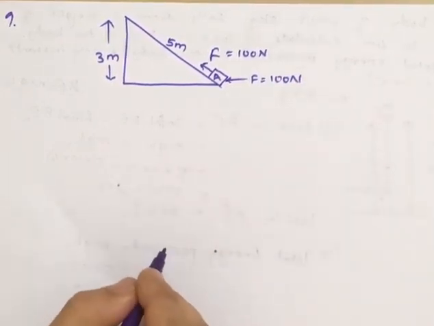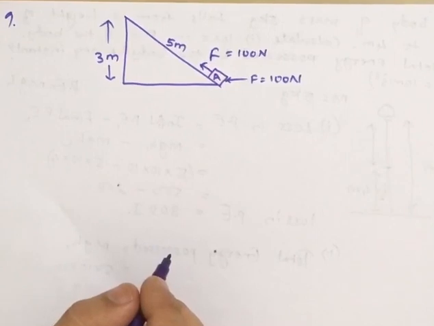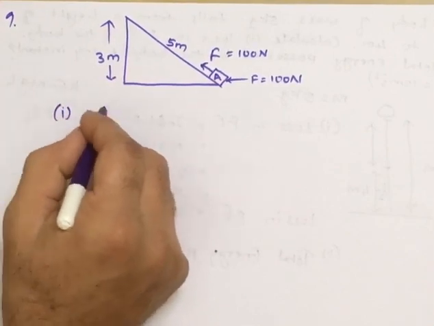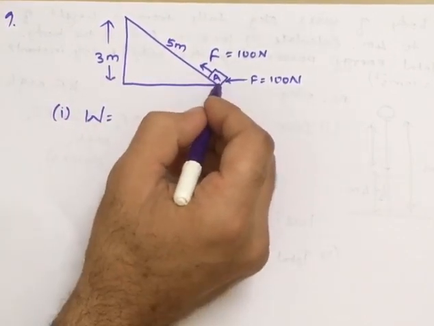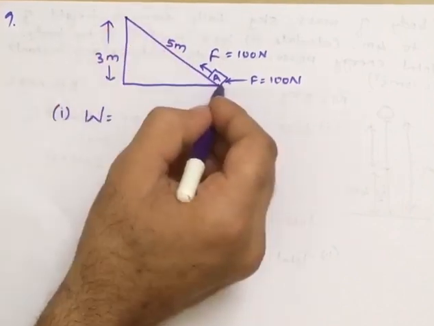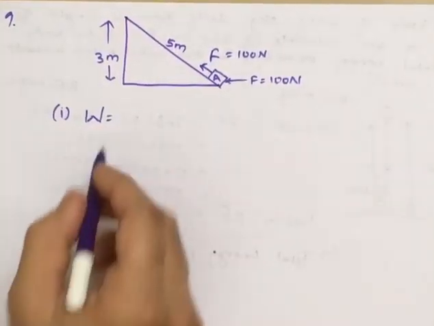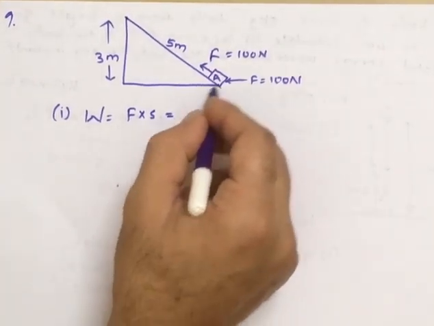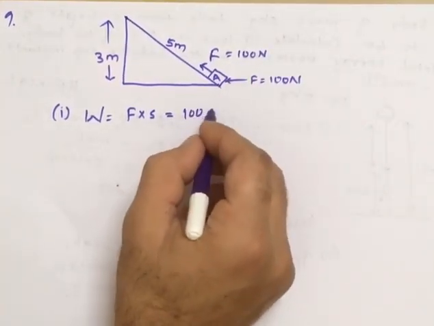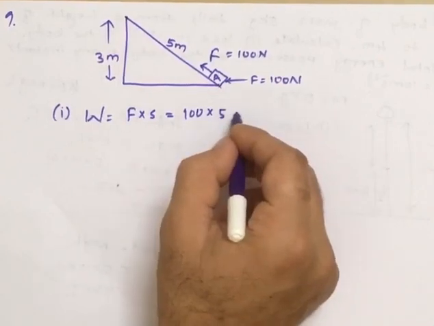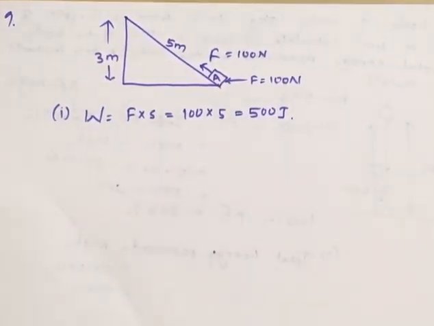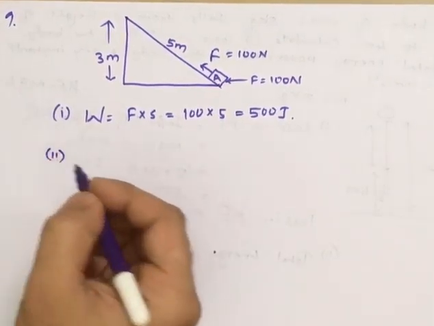So the first question they have asked is, what is the work done by the force in moving block A along 5 meters? So we have to find the work done when the block is taken from this position to this position along this slope. So work done is given by the formula force into displacement. What is the force applied? 100 Newton. What is the displacement? 5. So the answer is 500 joules. Correct?